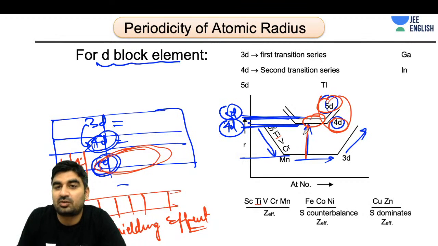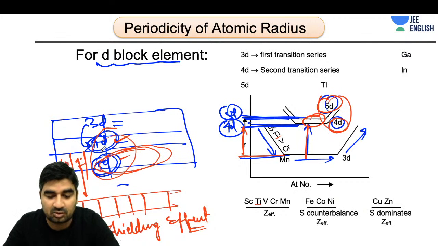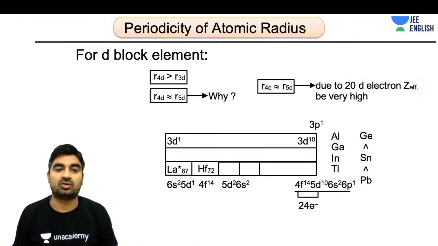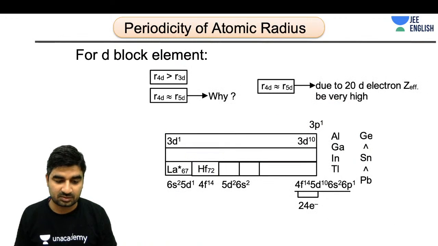When you are moving from 3D to 4D, the radius increases to a large extent, but 4D and 5D elements have almost the similar size, and we call it the lanthanide contraction. Okay guys, we call it the lanthanide contraction. Any doubt?